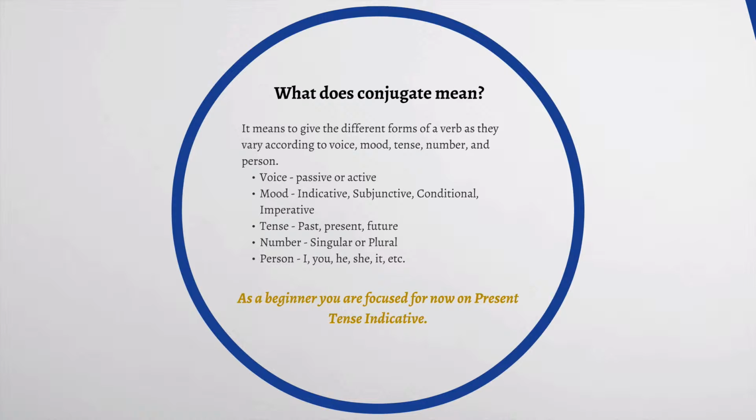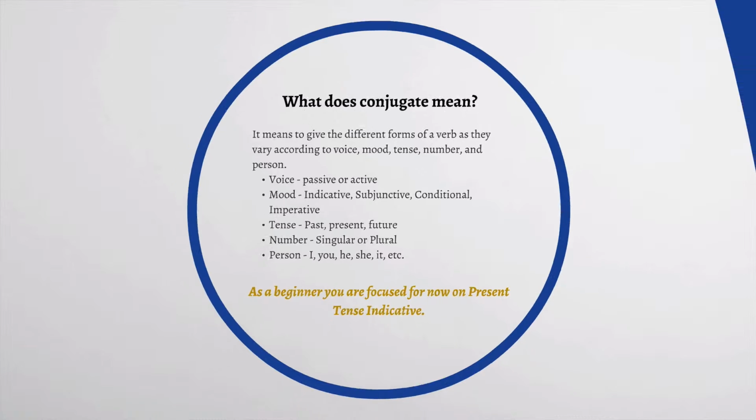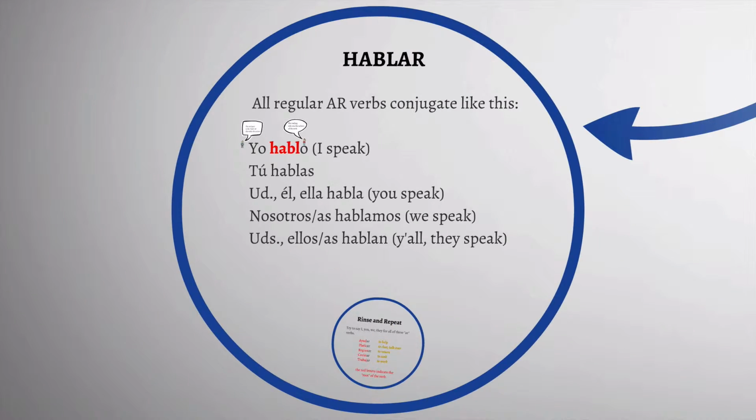Don't worry, as a beginner, you will be focused only on the present tense indicative because we want to at least be able to talk about what is now. So let's take a look at that first type, hablar. Most verbs, I would say probably 62.3% of all verbs in the Spanish language are AR regular verbs, and that's super good news for you. If you learn this pattern, you can learn a lot of verbs. Let's go through this conjugation together.